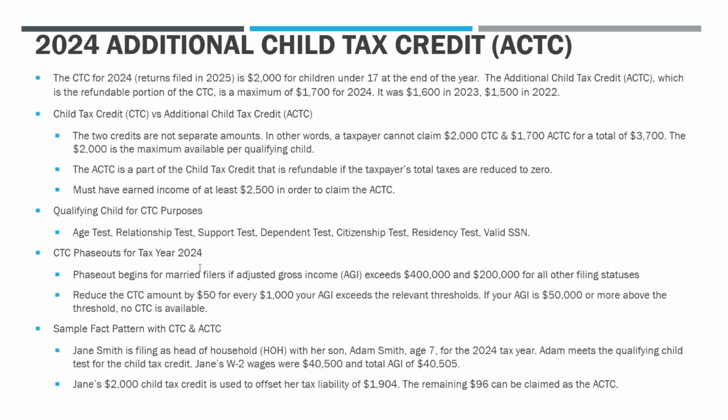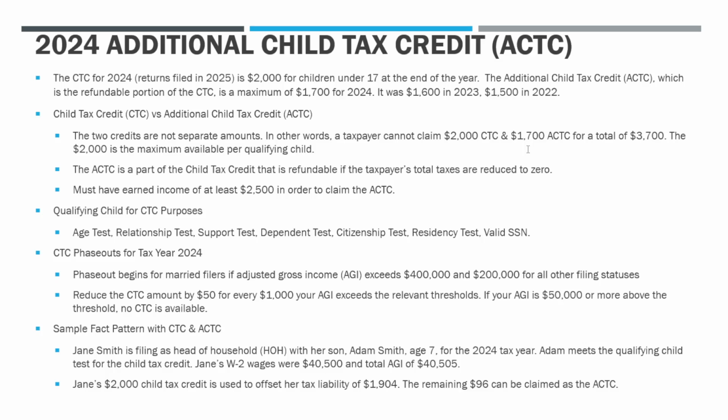Now, there's a lot of confusion that often happens with respect to these two credits, and that people think that they're separate amounts and you can kind of add them together, right? Well, these are not separate amounts. In other words, if you're thinking, well, a taxpayer can claim a $2,000 child tax credit, and then they can go get this additional child tax credit for $1,700, add the two together, get $3,700 in total credits. That is not what's happening here. It's a bit misleading that they call it the additional child tax credit, because it is not an additional credit.